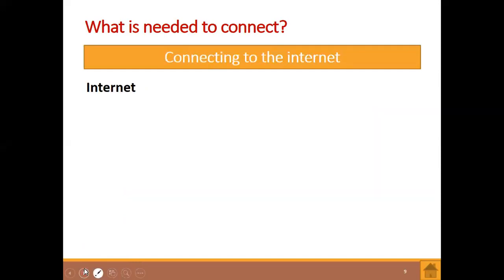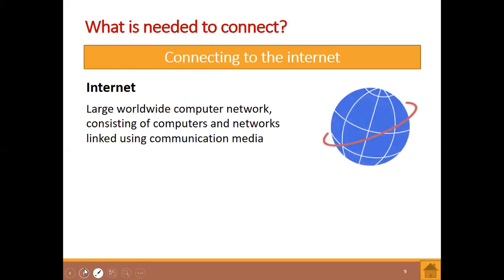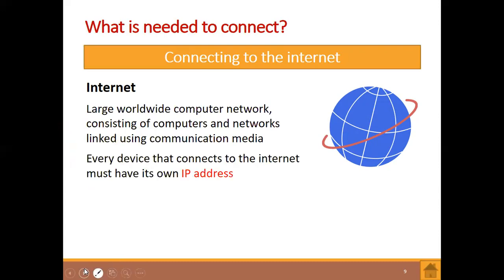Okay, how do we connect to the internet? This is something that we usually just take for granted. You go onto your device, click on the Chrome icon, and connect to the internet. Let us take a closer look at this. The internet is a large worldwide computer network consisting of computers and networks linked using communication media. The communication media can include telephone lines, fiber cables, undersea cables, satellites, cellular technology, and even microwave.